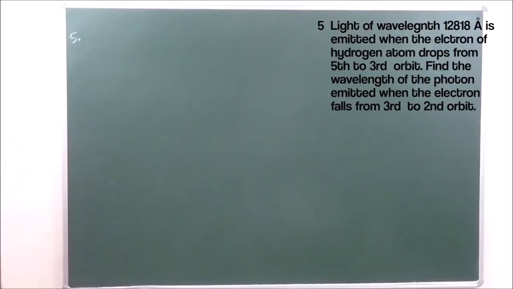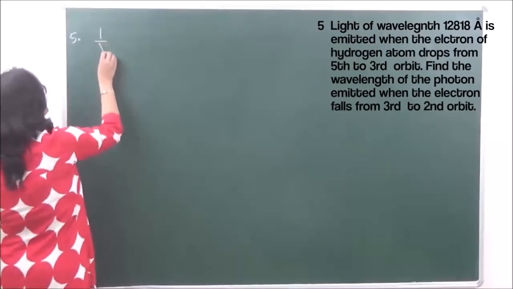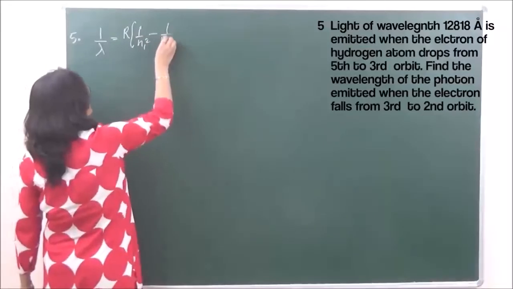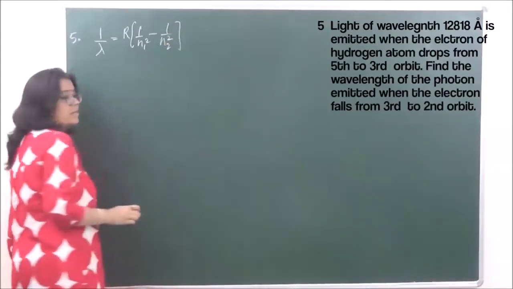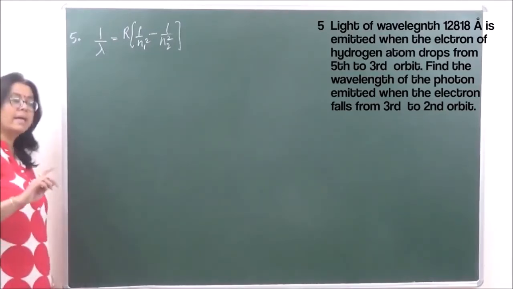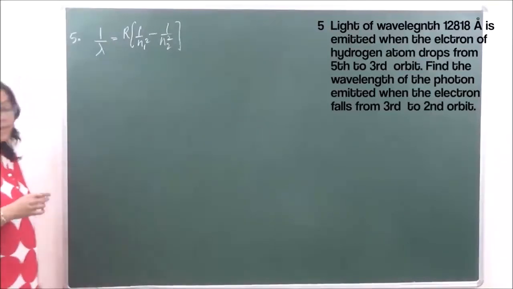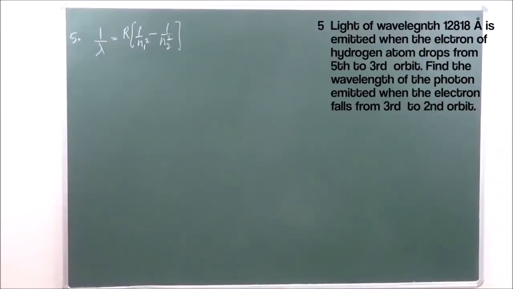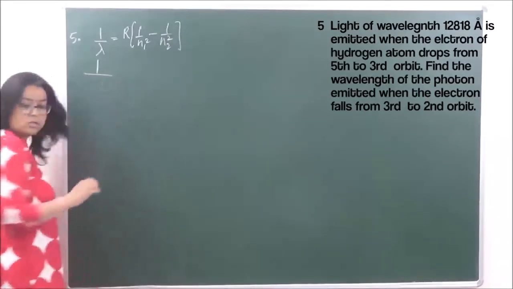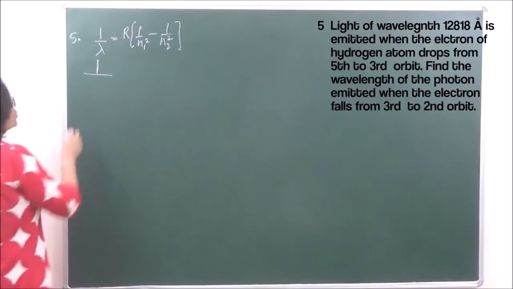So let's see. We know that 1 upon lambda is equal to R times (1 upon n1 square minus 1 upon n2 square). Now remember always that the value of n1 is always smaller than n2. Right? So if you have some confusion in the question about what value has to be taken for n1 and what value for n2, always n1 is going to be smaller than n2. Okay? So over here the first transition given to us is n1 is 3 and n2 is 5. And lambda is also given to us, how much? 12818 Angstrom.